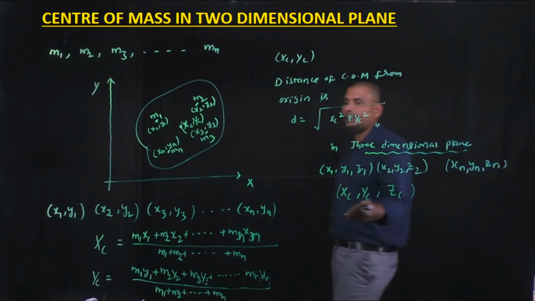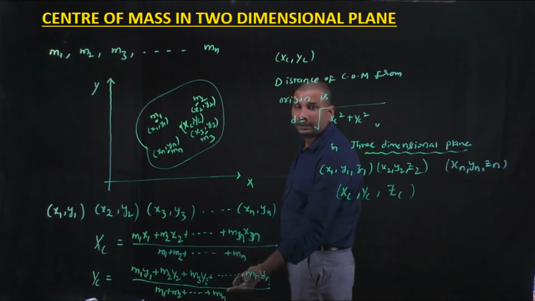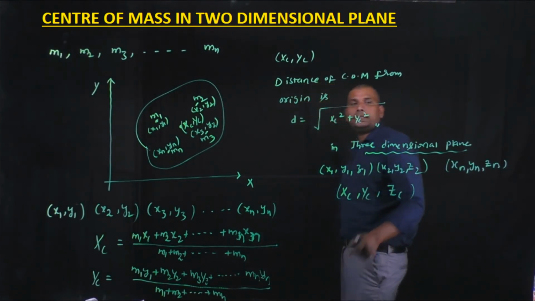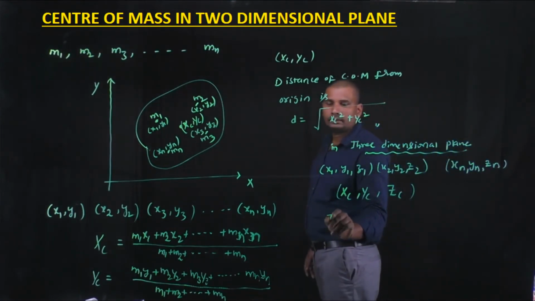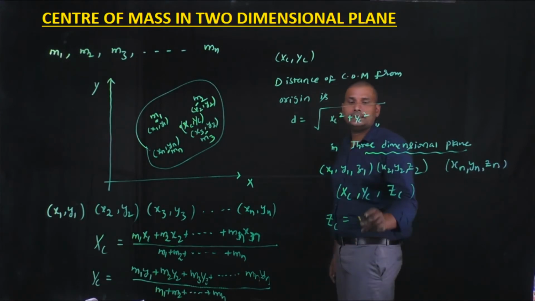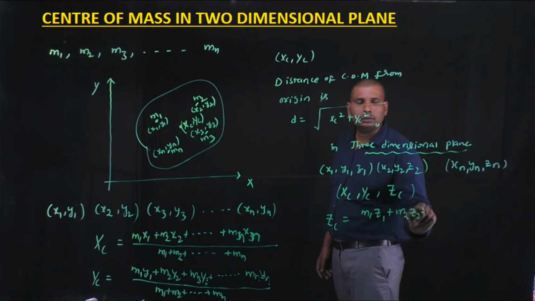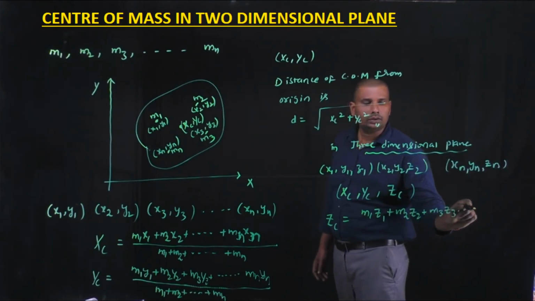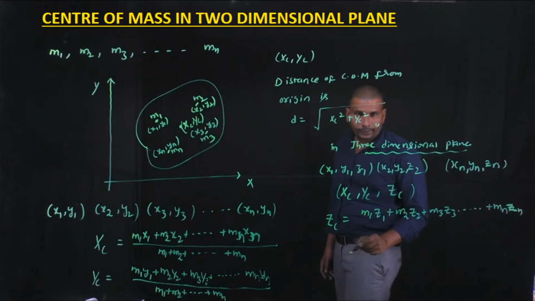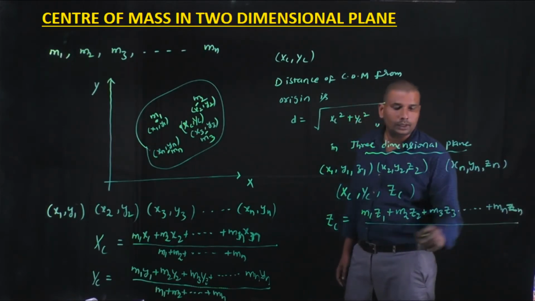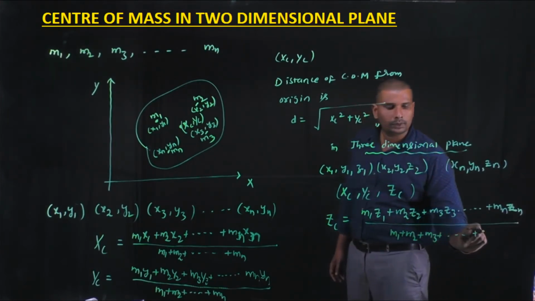Okay, similarly, as in the previous case, the formulas for the center of mass of x coordinates and the center of mass of y coordinates are the same, but in the three-dimensional plane there is an extra coordinate, the z-axis, having the center of mass zc equals m1 z1 plus m2 z2 plus m3 z3 and so on plus mn zn by m1 plus m2 plus m3 plus and so on plus mn.